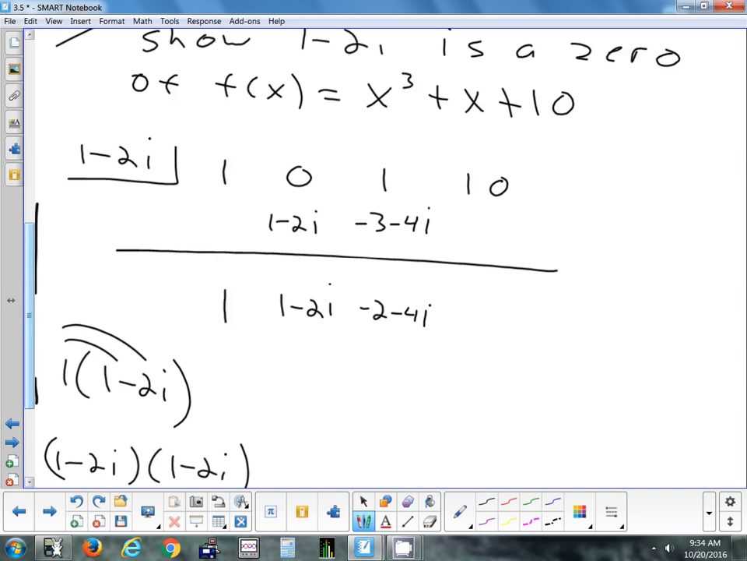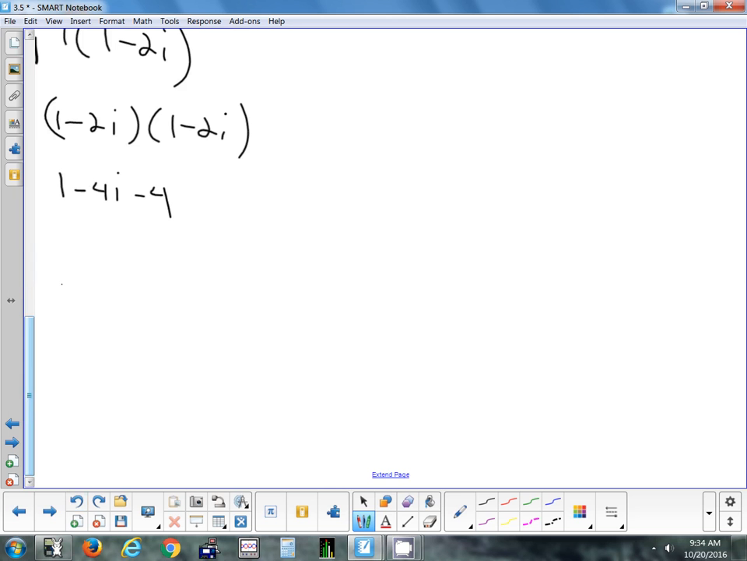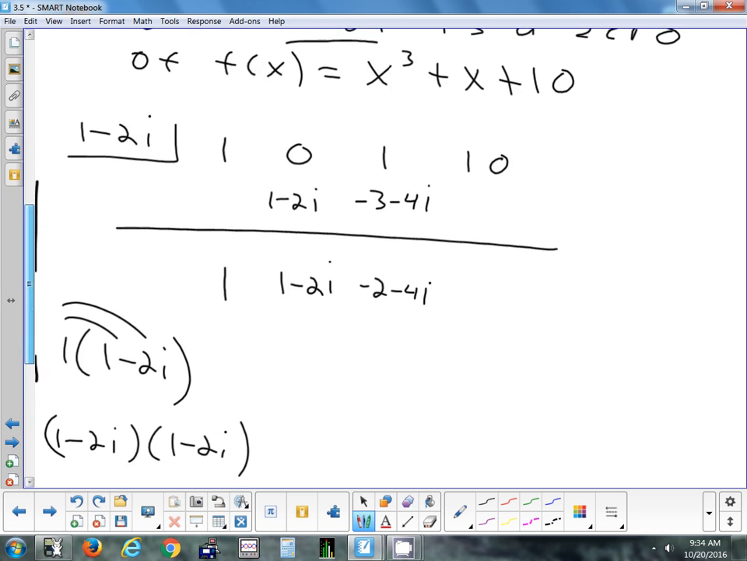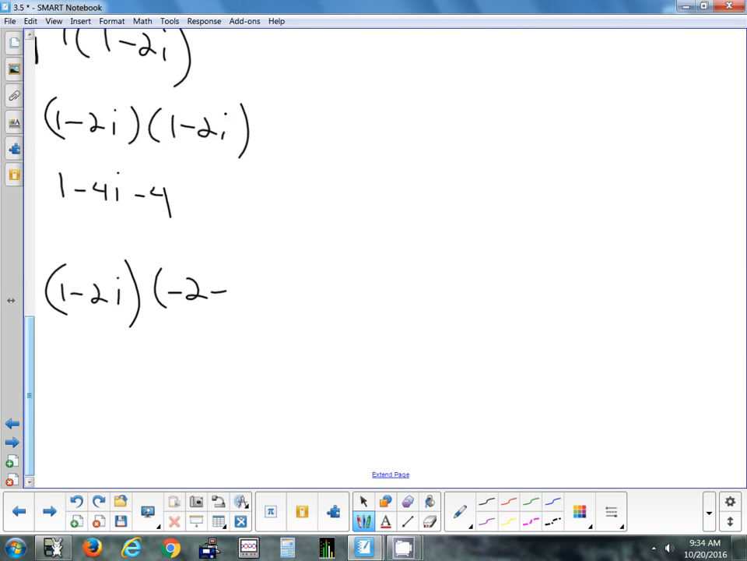And now we're at the last step. I'm trying to show that this is a root. So what am I hoping I get for a remainder? 0. So what am I hoping this number comes out to right here? I'm hoping I get negative 10. So somehow all the i's should disappear at this step. Okay, we'll see. So I have 1 minus 2i times negative 2 minus 4i. Remember, we're hoping for negative 10.